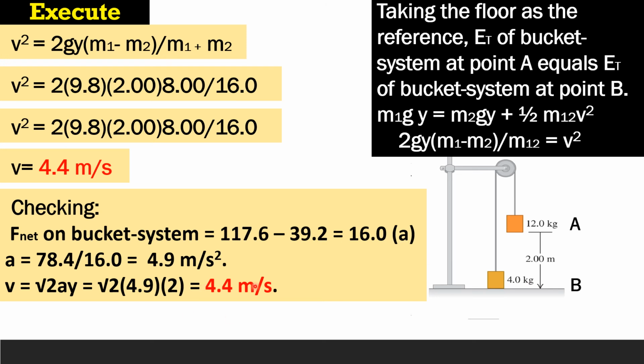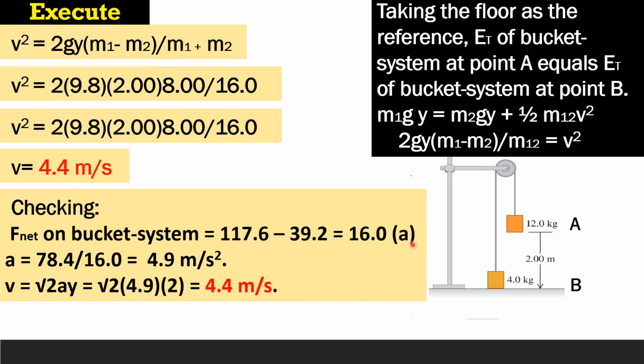Just like in the first method using the conservation of energy, we also treat the two buckets as a system. We call it the bucket system. What we do here is look at where the forces are acting. What are they? And how are they directed? We want to know what is the net force acting on the system.